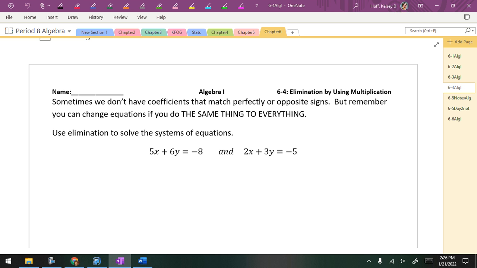So what if they gave us 5x plus 6y equals -8 and 2x plus 3y equals -5? I have a 5 and a 2 and a 6 and a 3. Neither of those match perfectly. So you pick one of them. You want to match x's or you want to match y's? Okay, what number are you going to get them to both be? 6. Do you have to do anything to the first one? No. The second one, we really want it to be a -6. Agreed? So what should I multiply by?